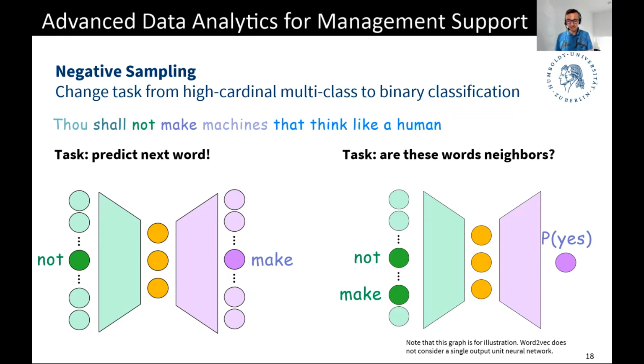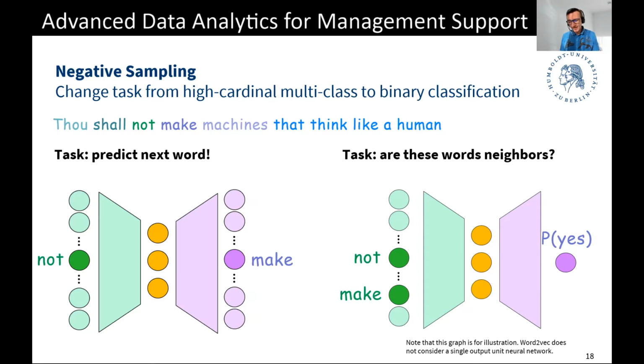In the same context, where context again is defined by some window. And that is a binary problem, essentially. Well, that again is a little simplification. My graph looks as if negative sampling entails training a neural network with a single output node, and that is not the case. But for a start, it's useful to think of that. So we solve a binary problem, which is whether two words occur in the same context.